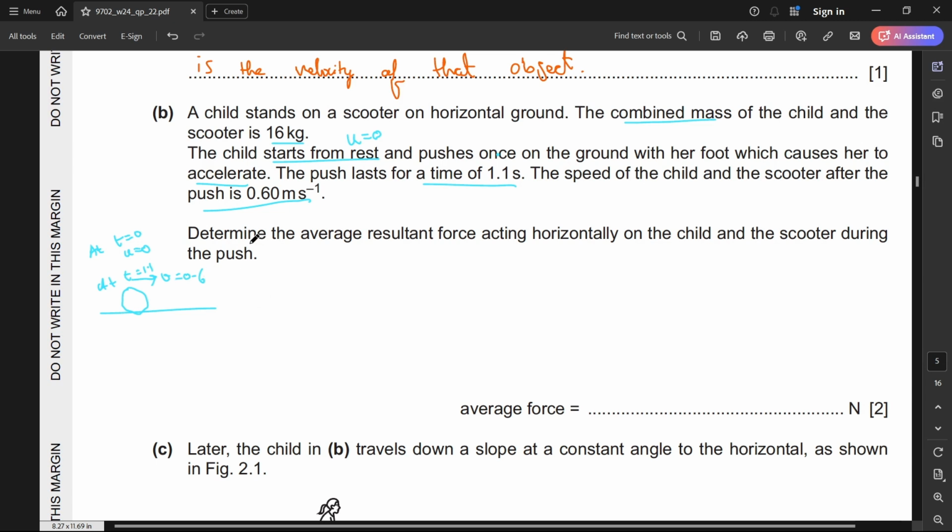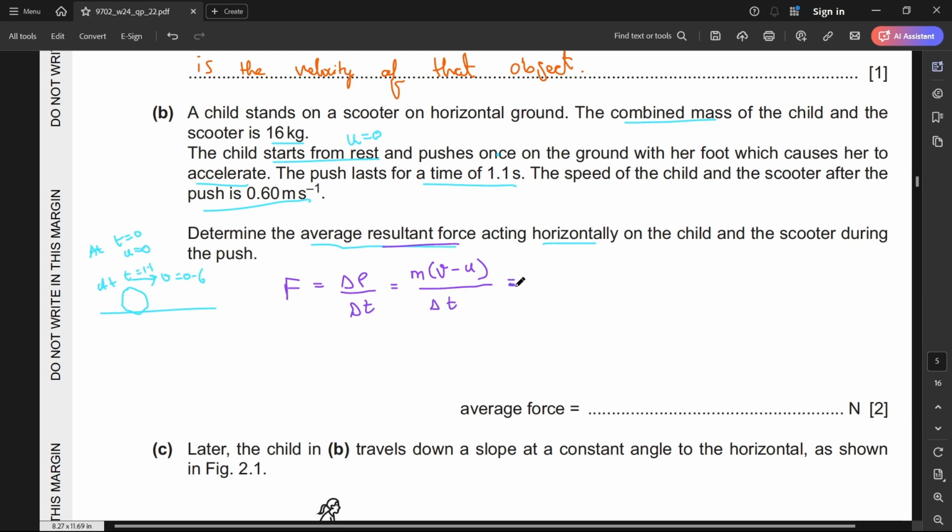That is the kind of information that is given to us. Now based on this, determine the average resultant force acting horizontally on the child and the scooter during the push. Because we are asked to find the resultant force, which is nothing but the rate of change of momentum, and for the rate of change of momentum, I know that the formula is mv minus mu. If I take m in common, I have m(v minus u), which if you open it becomes final momentum minus the initial momentum divided by the change in time, which is 1.1 seconds. So I'll just write delta t over here for now.